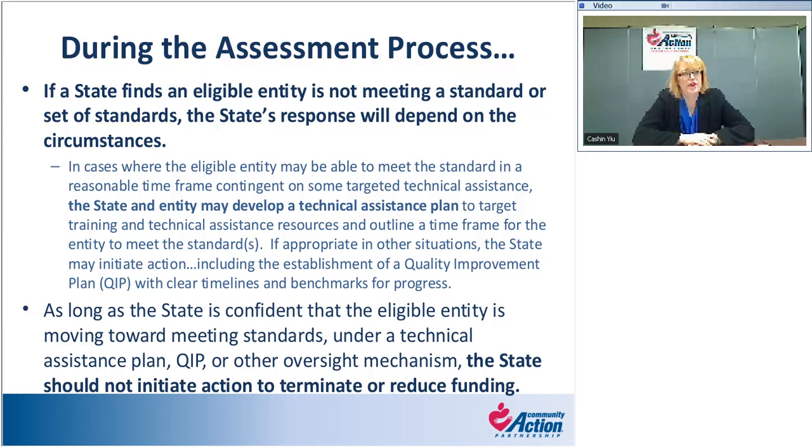And this last bullet here on this slide, I think, is hopefully something that I know many people have been anxious about. As long as the state is confident that the eligible entity is moving toward meeting the standards under a technical assistance plan, a QIP, corrective action plan, or quality improvement plan, or another oversight mechanism, the state should not initiate action to terminate or reduce funding. I think that question came up a bit earlier on the Q&A.